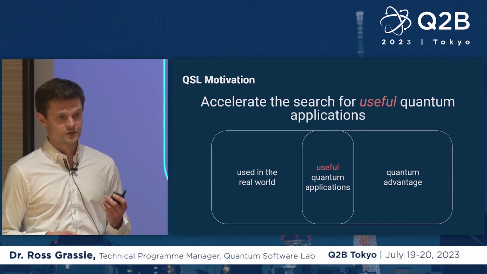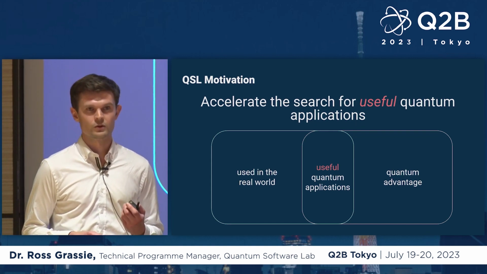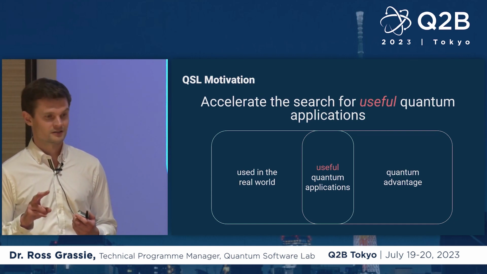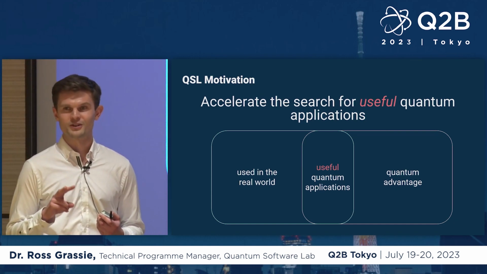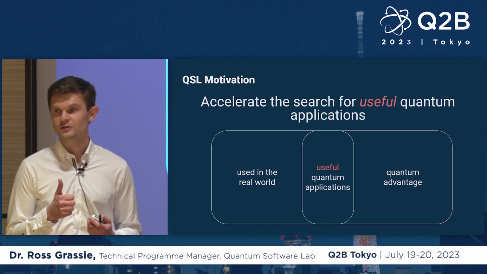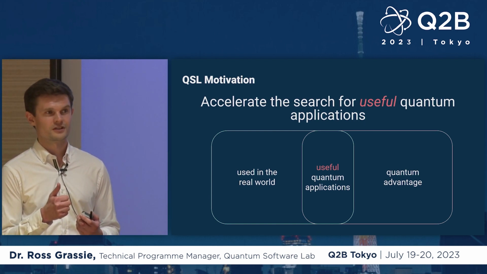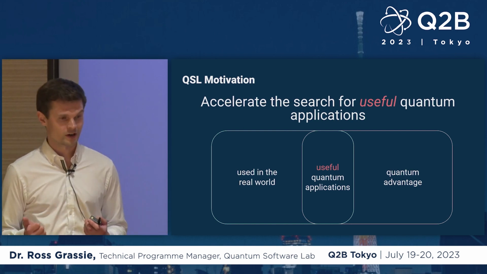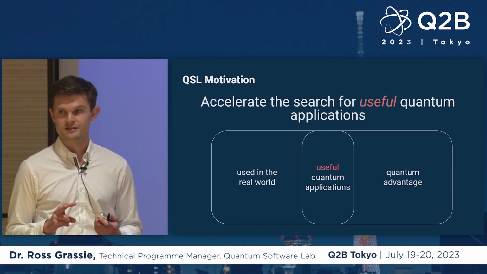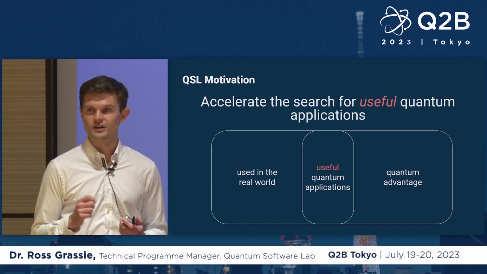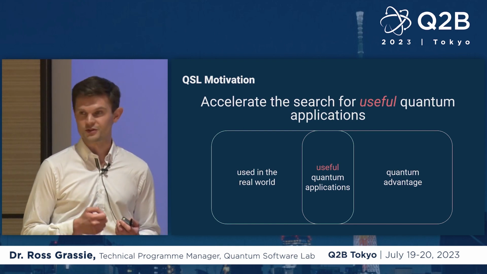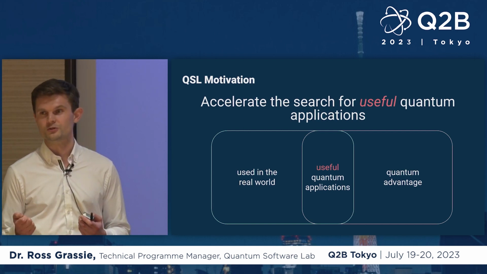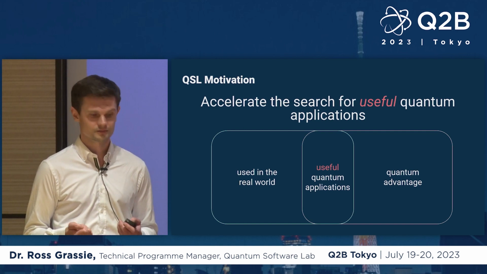Our mission is to accelerate the search for useful quantum applications. Now, there are two criteria that need to be met in order for us to consider a quantum application useful. So the first one is it must be used in the real world. It must be interesting to industry or government for whatever their needs require. And second, there must be the potential to see a quantum advantage for this particular application. There must be a reason that you want to choose a quantum solution over the classical counterpart.